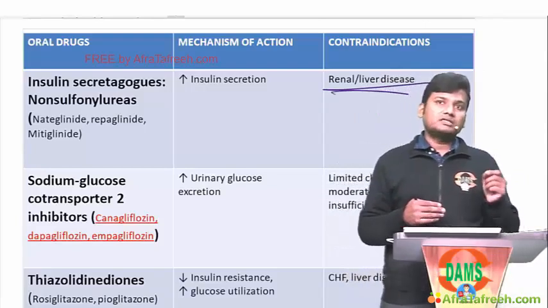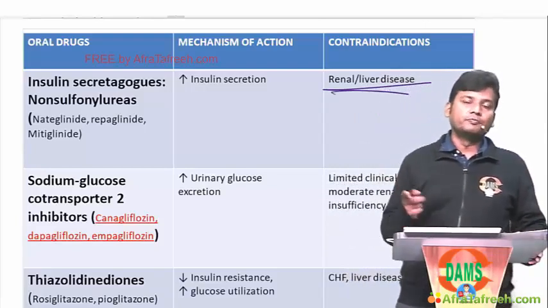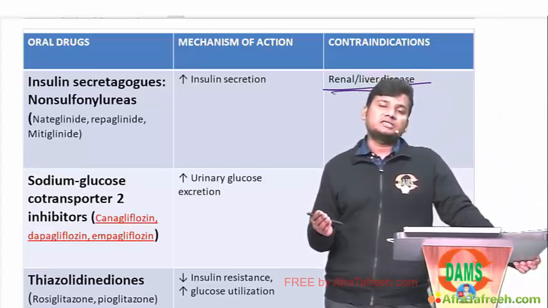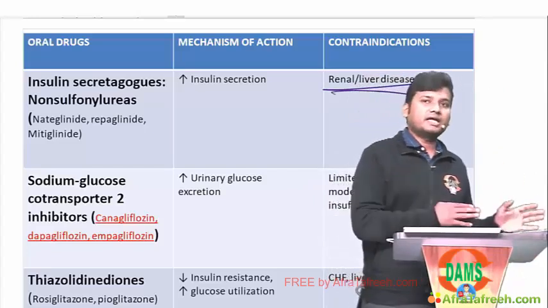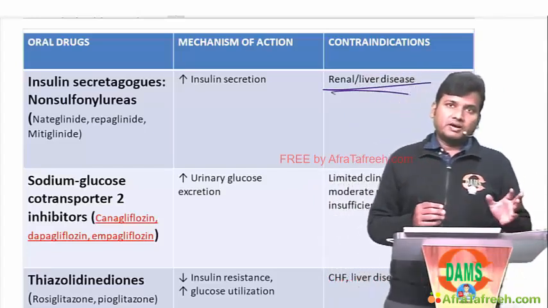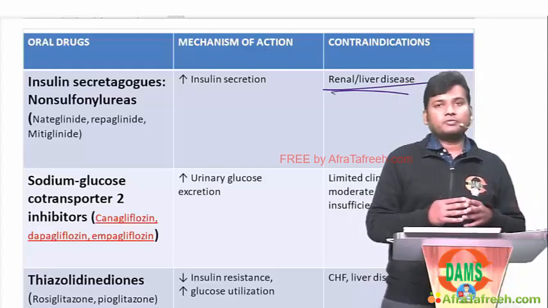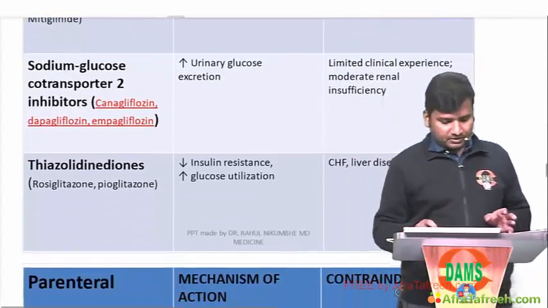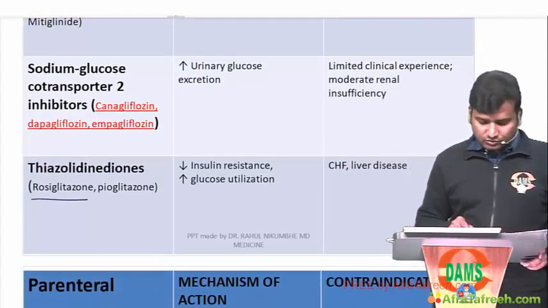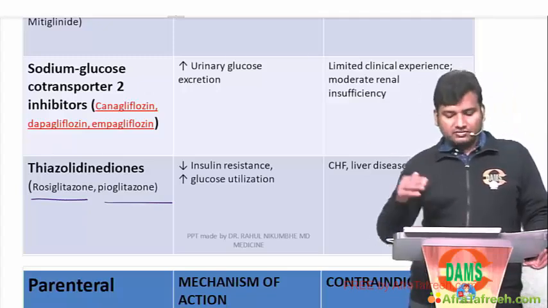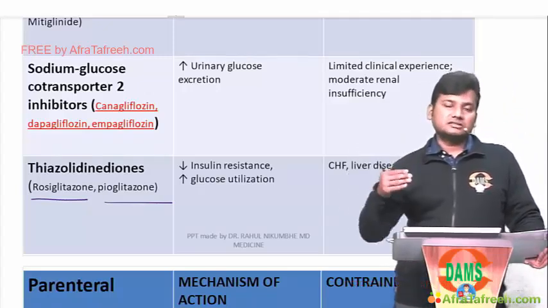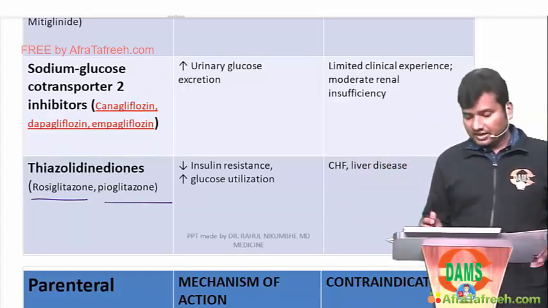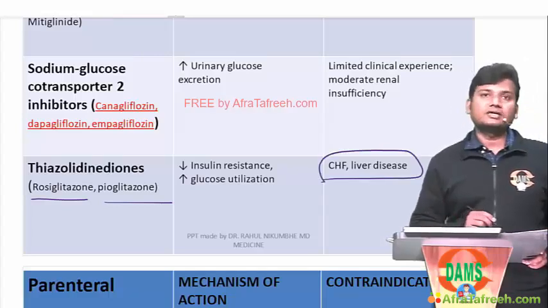So please avoid these drugs if the patient gives you a history of burning micturition, or a history of past UTI, or past history of fever with burning micturition or urinary tract infection, don't give these drugs. Then thiazolidinediones: rosiglitazone, pioglitazone. These drugs decrease insulin resistance and increase glucose utilization, but they are contraindicated in heart failure and liver disease.